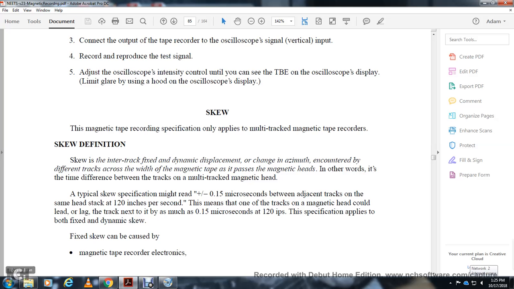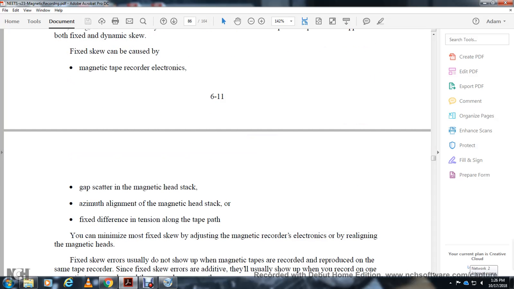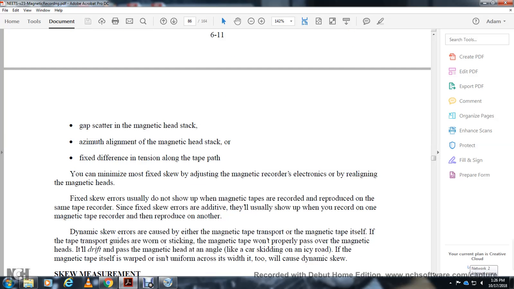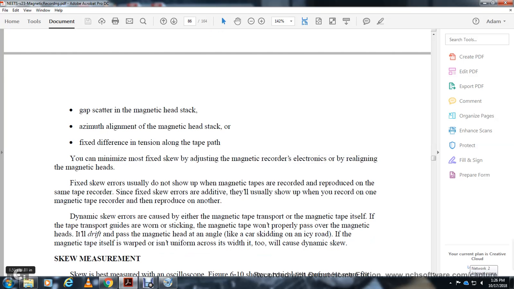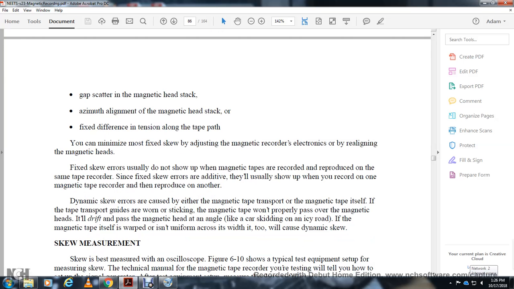The fixed skew can cover the magnetic tape record electronics. Gaps cover the magnetic head. The oscillator method of the magnetic head takes difference potential on the tape path. Fixed skew is given by adjusting the recording electronics relative to the magnetic heads. The fixed skew error is additive and usually shows up when you record the magnetic tape on one recorder and reproduce it on another, and this error can be called either magnetic tape transport error.